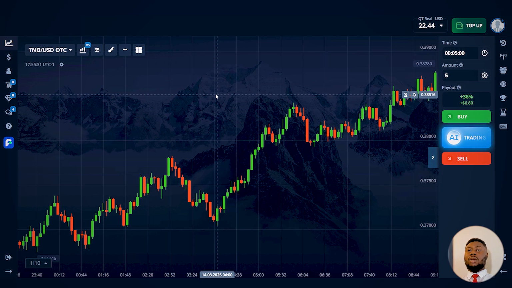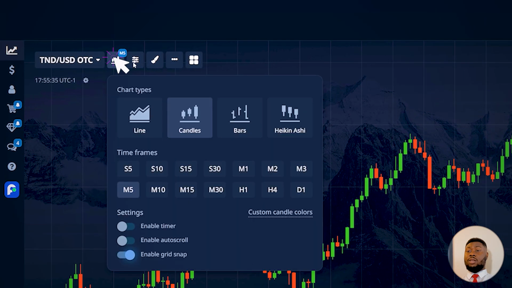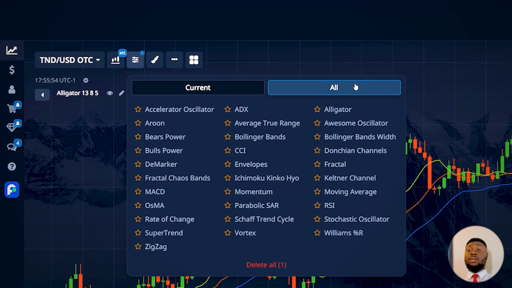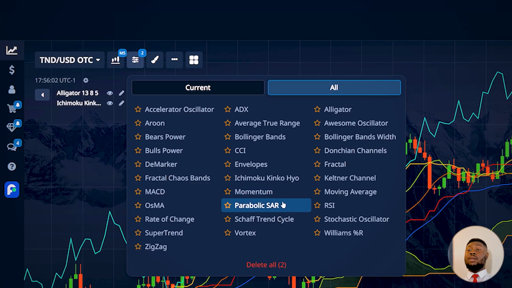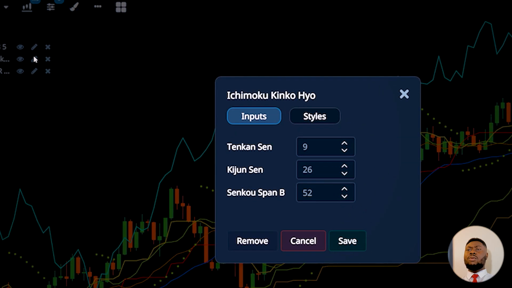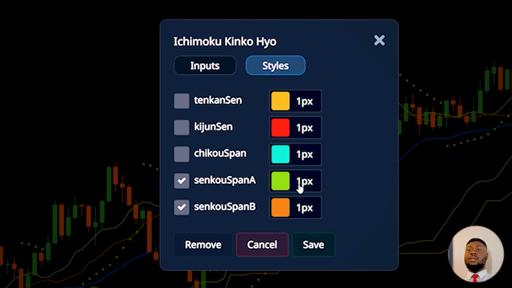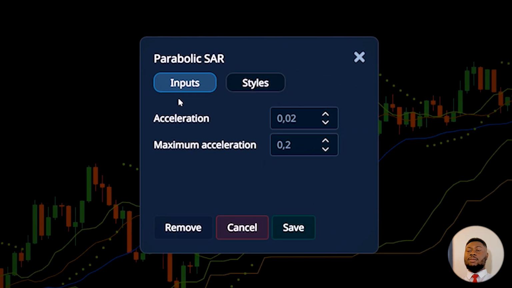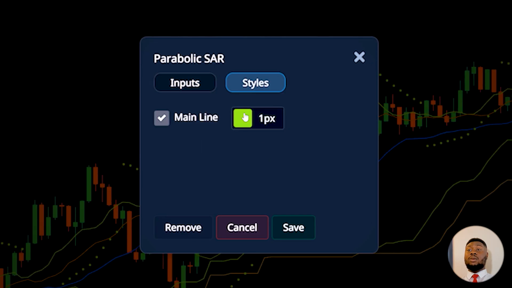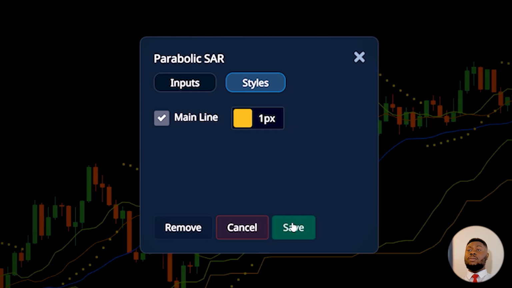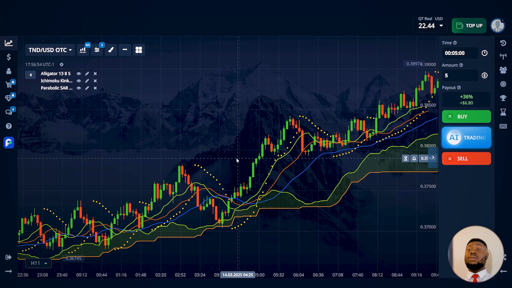Look carefully. Now is the most important step in setting up your account. In this strategy, I use a chart type candlesticks. The time frame is 5 minutes. Now I'll open the indicator section and select alligator, Ichimoku Kinko Hyo, and parabolic SAR. The Ichimoku Kinko Hyo indicator will have standard basic parameters, and I'll disable the Tenkan-sen, Kijun-sen, and Chikou span lines in the style settings. The parameters of the parabolic SAR indicator will also be standard. I'll change the color of the indicator points to yellow. The parameters of the alligator indicator will be standard.